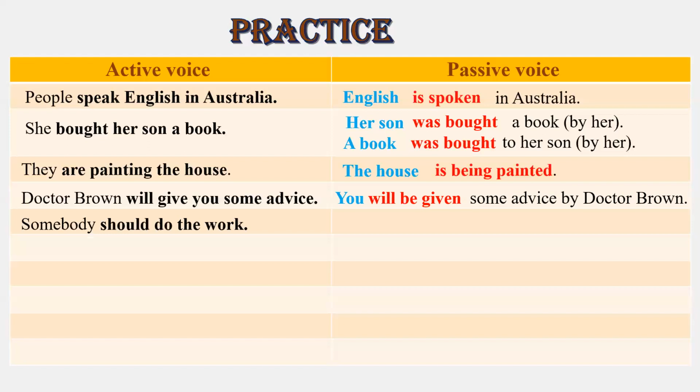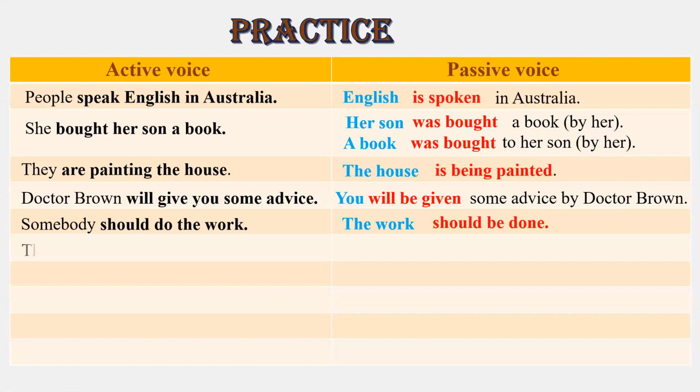Somebody should do the work. Here we have a modal verb. Yes, the work is the object, so we start with the work plus modal verb plus be plus the past participle form of the verb in the active sentence, which is the verb to do. So the work should be done.